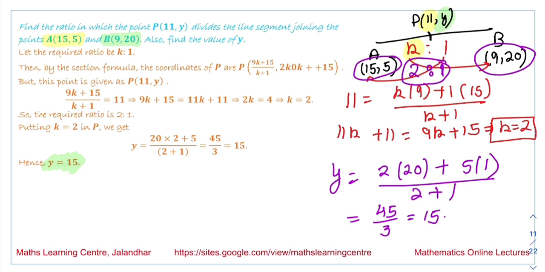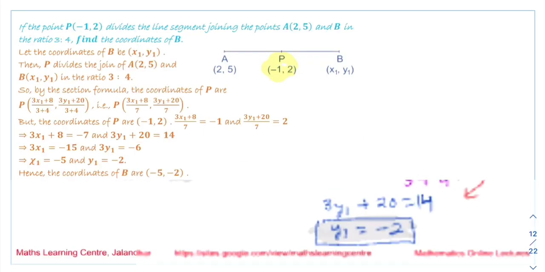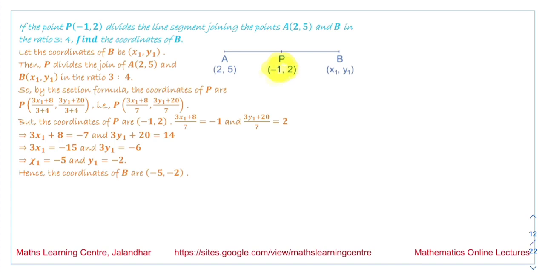So these are the two values that are required: k is equal to 2 and y is equal to 15. Next: the point P, given as minus 1 comma 2, divides the line segment joining the points. This point A is 2 comma 5 and the other point is x1, y1. The coordinates of this point are not known to us, and P divides the segment in the ratio 3:4. We have to calculate the value of x1, y1.